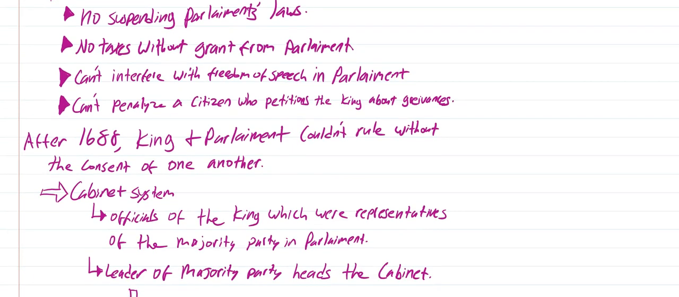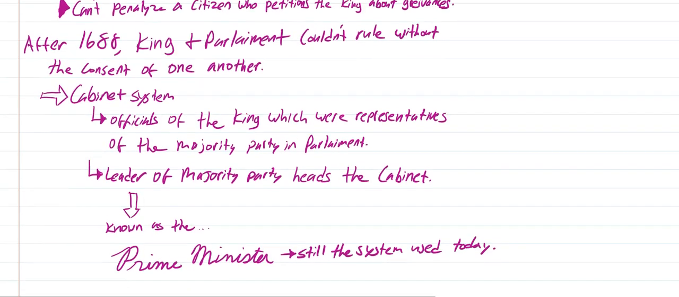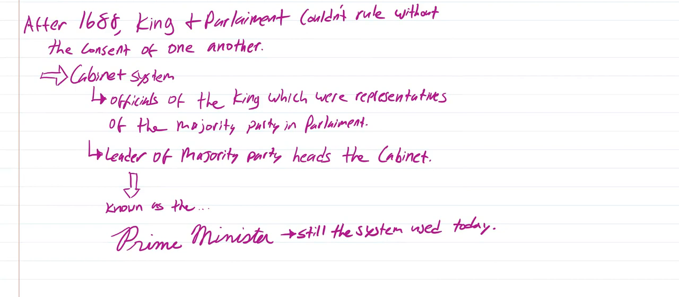After 1688, king and parliament could not rule without the consent of one another. And they also established the cabinet system. Leaders of the majority party are going to head up the cabinet. The leader of the majority party is going to be known as the prime minister. And so we still see where that system is in play today.